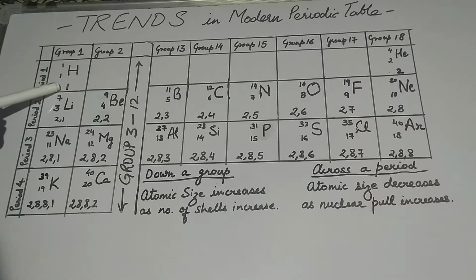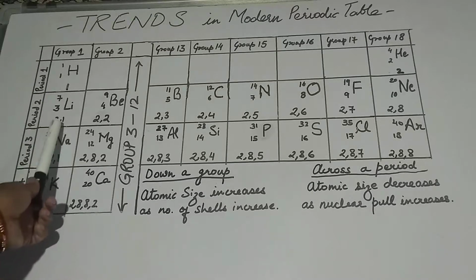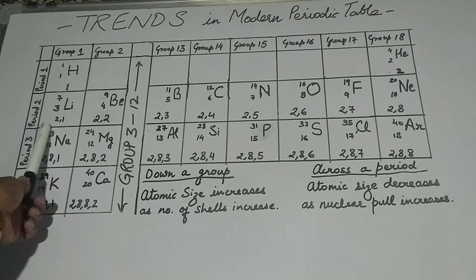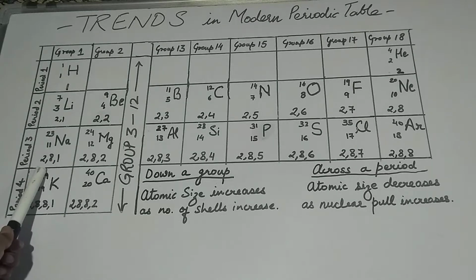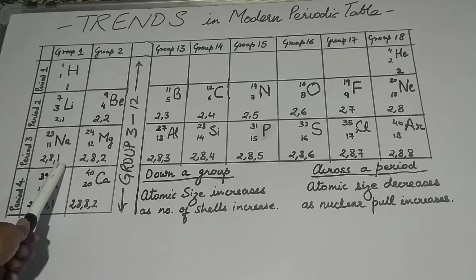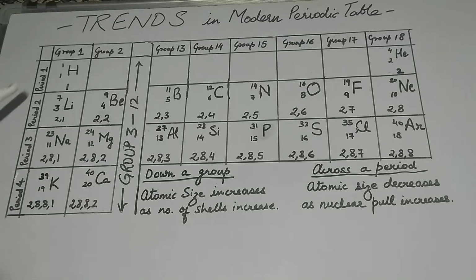Period 1, the number of shells is 1. Period 2, the number of shells are 2, 2 comma 1. So 2 in the first, 1 in the second, 2 orbits. In the third one, 2 comma 8 comma 1, 3 shells. In the fourth one, 2 comma 8 comma 8 comma 1, 4 shells, right? So this has 1 shell, this has 4 shells. So obviously the size of the atom is going to increase when you are going down a group.